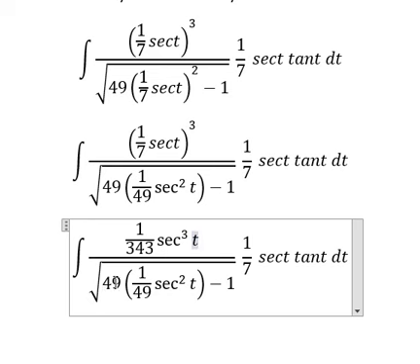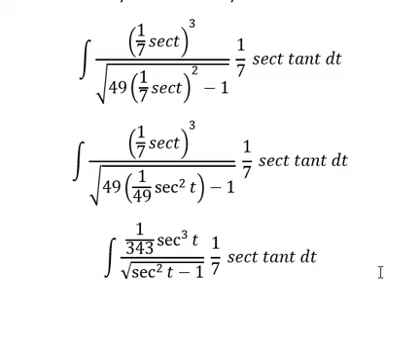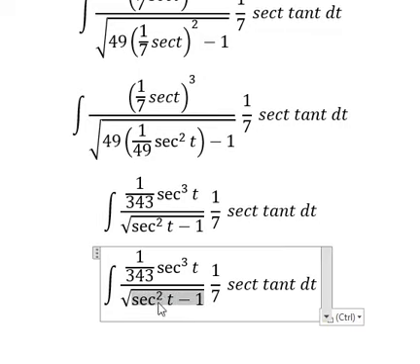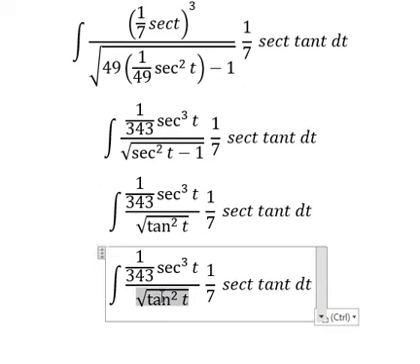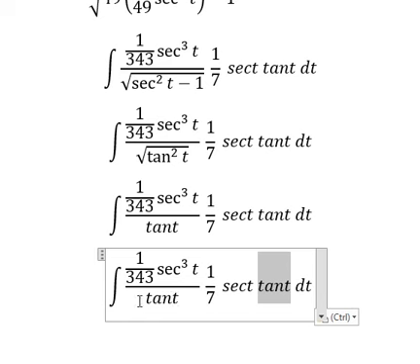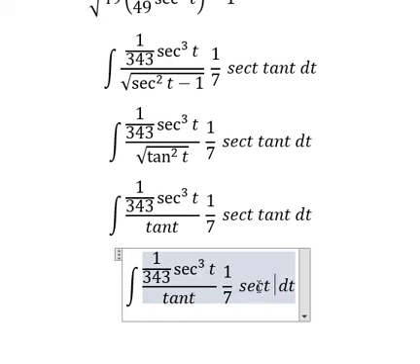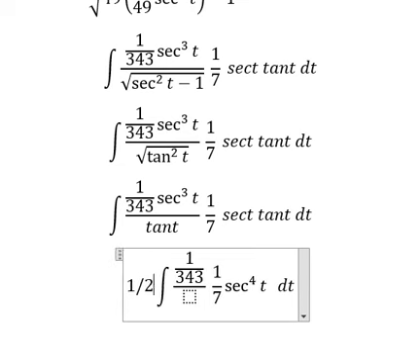And now we can simplify 49, 49. So this one, that is tan t squared. The square root of tan t squared, that is tan t. And now we can simplify tan t and tan t. This one and this one, that is secant of t to the power of 4. This one multiplied by this one, that is 1 over 2,401.